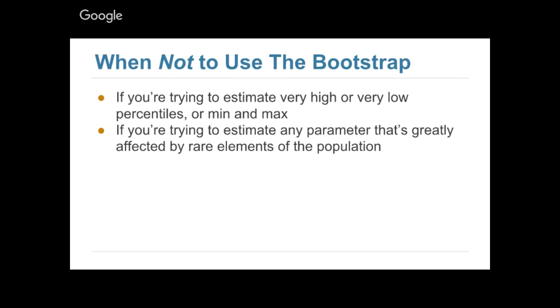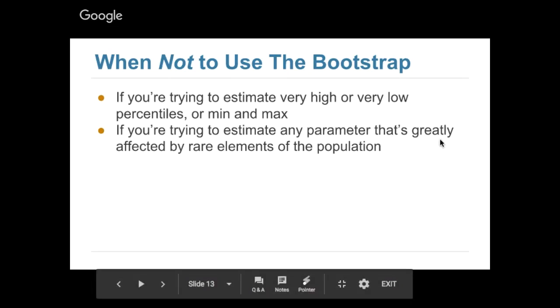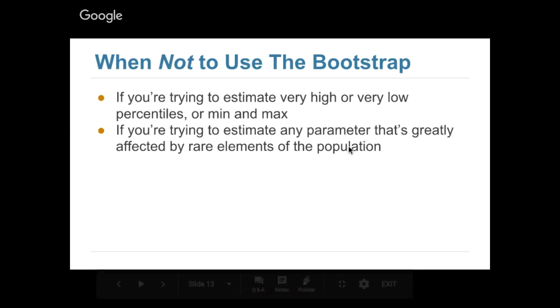Is there a term for when a parameter is not greatly affected by rare elements? Is that term "robust" or what? In this case, I guess the wording here is not super great. What I'm trying to say is any parameter that doesn't appear in the population that often.